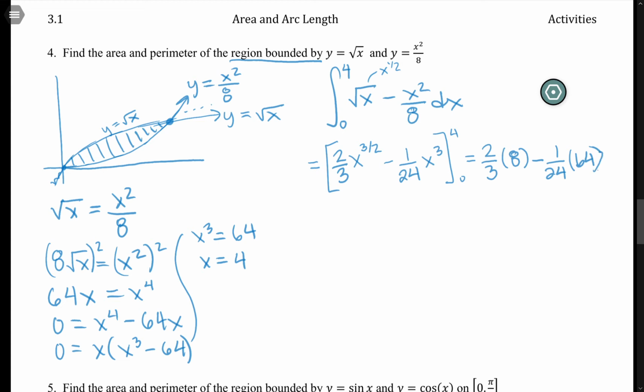Okay, so these often you can do by hand. And in general, you should be trying to practice that. The exception would be if you're only asked to set it up, great.